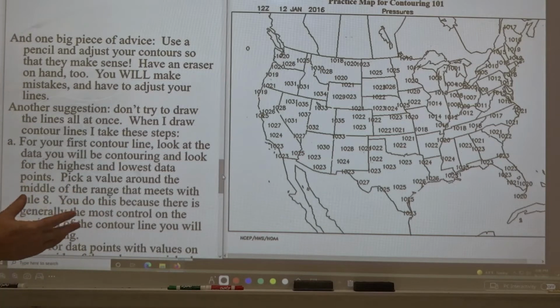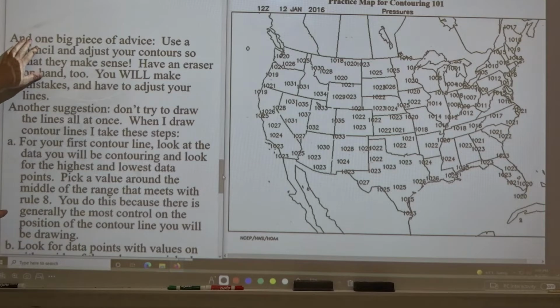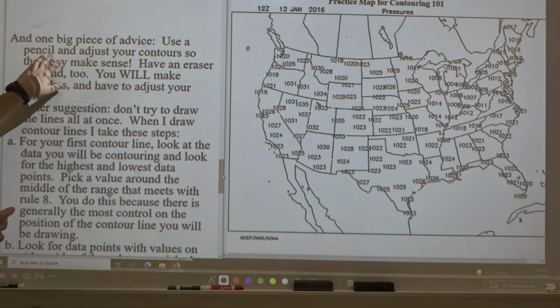So the first thing to think about, big piece of advice, use a pencil and adjust the contours so that they make sense. I will tell you, this is the second time I've done this because the camera turned itself off, and hopefully it won't do that again. But when I was doing this before, I made a couple mistakes and we had to fix them. So expect that you're going to be using not only a pencil but an eraser.